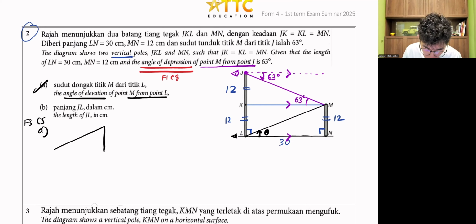So we're going to draw this. I'm drawing it just to show you all. You don't have to draw this in your exam. So I have my 12 and 30. Sin, cos, tan.